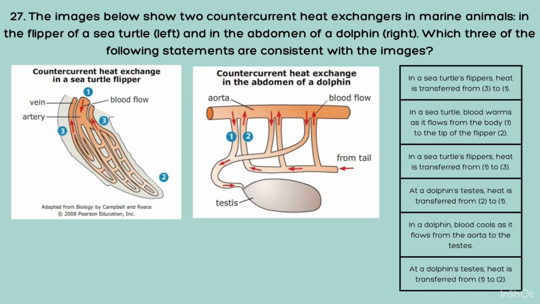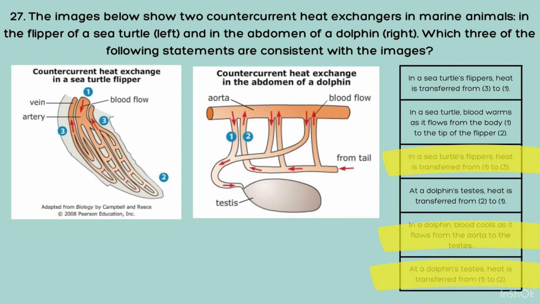Number 27, the images below show two countercurrent heat exchangers in marine animals: in the flipper of a sea turtle on the left and the abdomen of a dolphin on the right. Which three of the following statements are consistent with the images? So these are going to be the correct answer choices. If you have questions, leave them down in the comments.